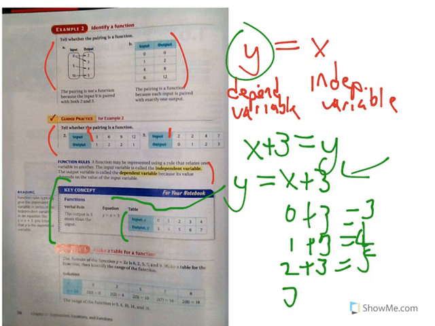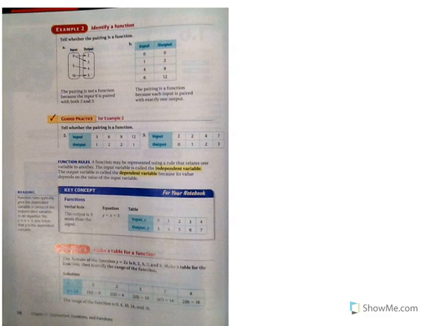If the input is 3, 3 plus 3 is equal to 6, and so on. And if you have 4 plus 3, it's going to be equal to 7. Sorry for my writing there. So that's the key to understanding this whole idea of functions.